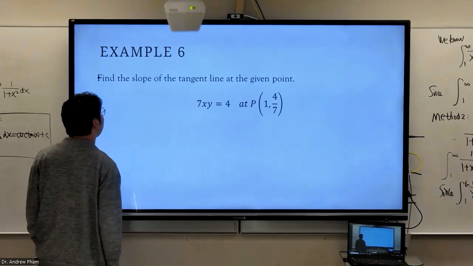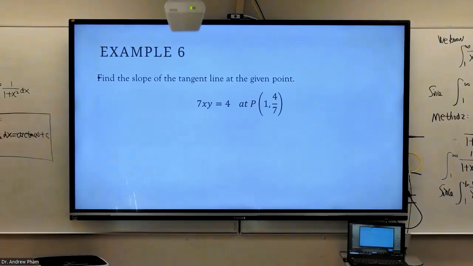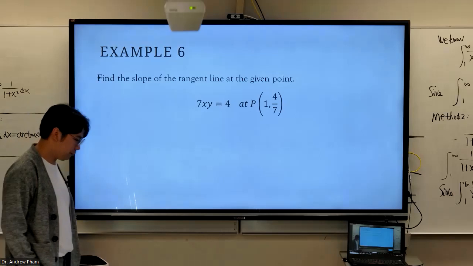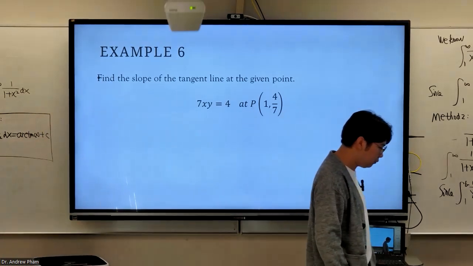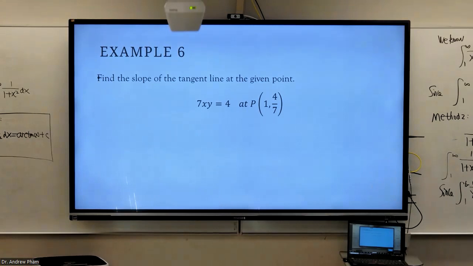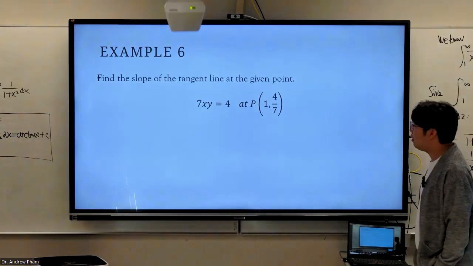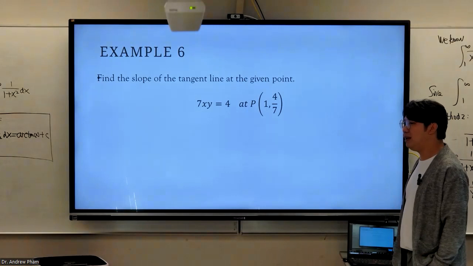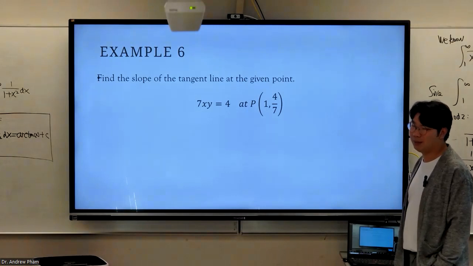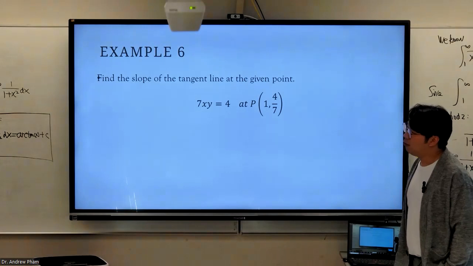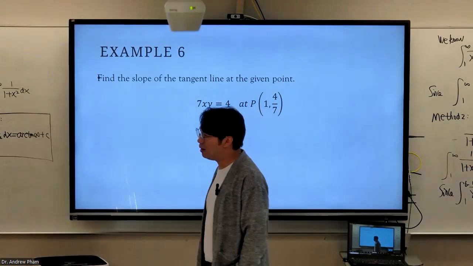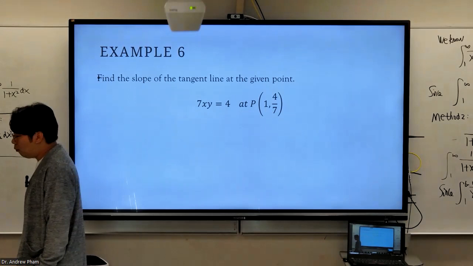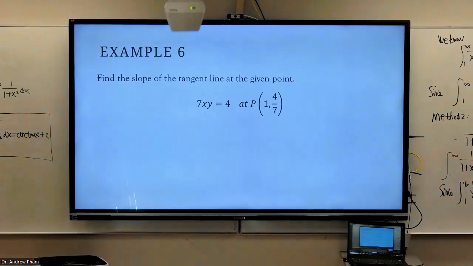Let's see what I got next. Oh, nice. Find the slope of the tangent line at the given point. 7xy is equal to 4 at the point (1, 4/7). So this one's a little bit open-ended on how we want to proceed. If I were to give you this problem, what could be one thing that you could do here? We have a lot of different options.